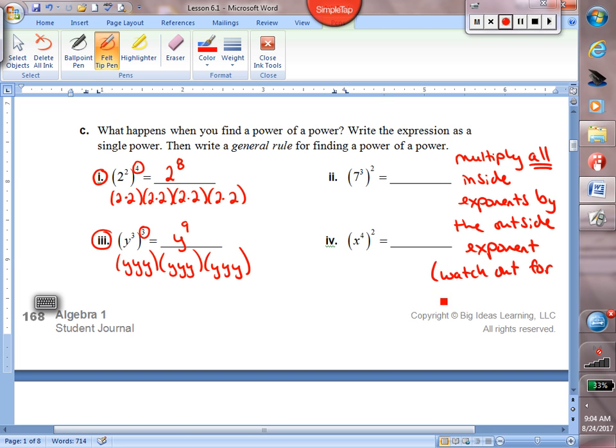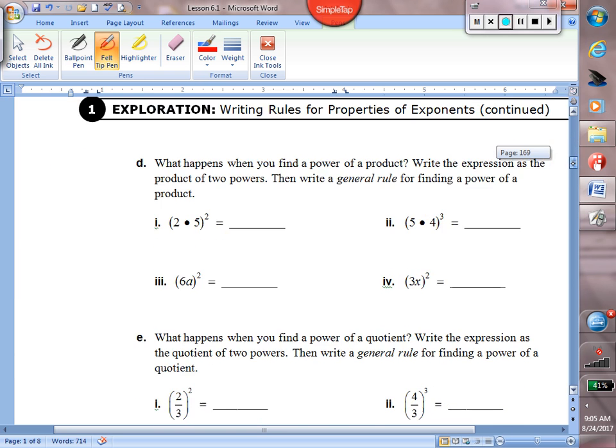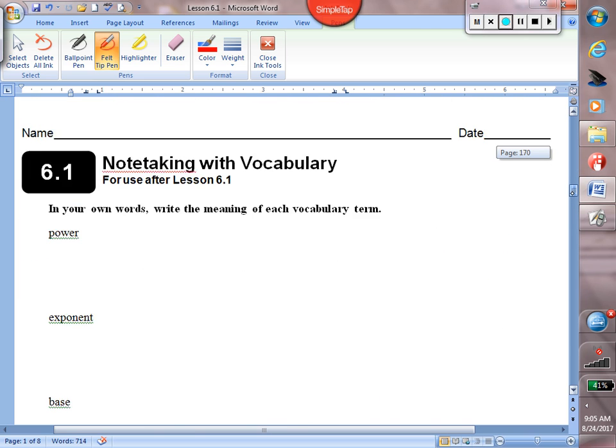Watch out for exponents of 1. The 3 basic properties of exponents we just went through will help us simplify all of our exponential expressions. If you want a nice summary of all the properties of the exponents, let's turn to page 171 in your student journal.